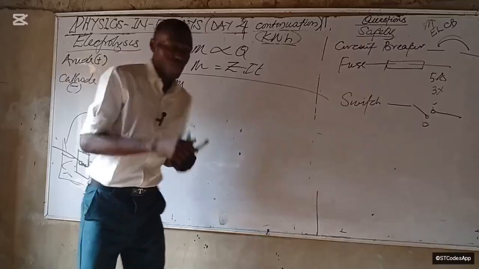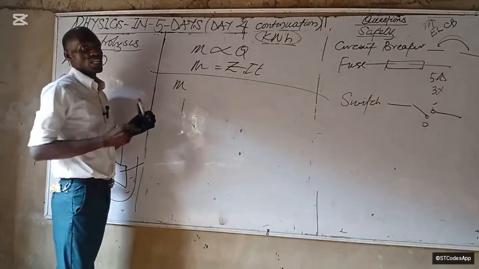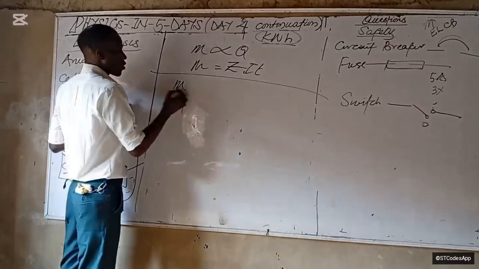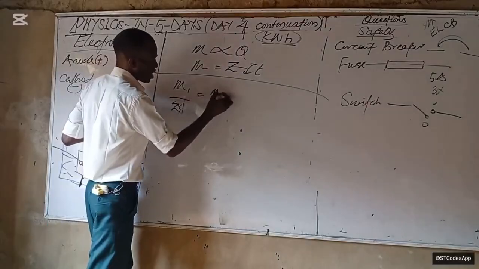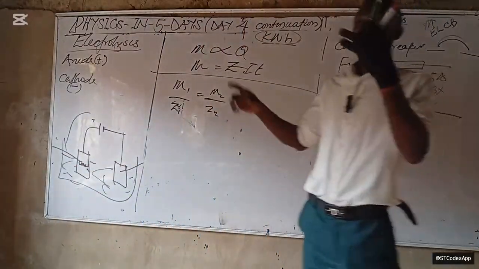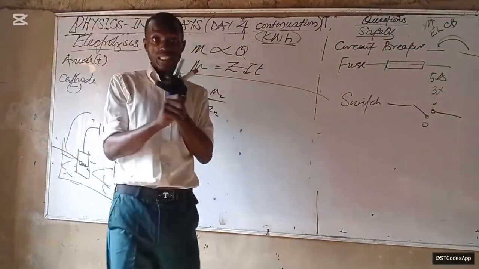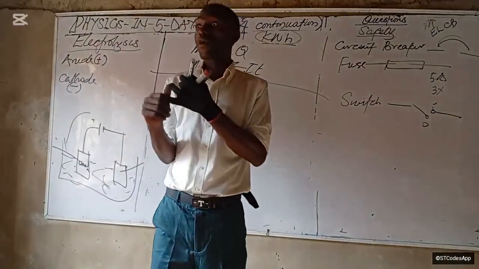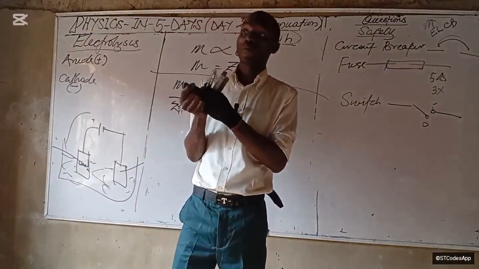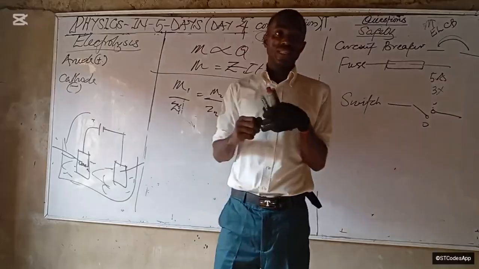To restate Faraday's first law of electricity, it says that the mass of an element discharged during an electrolytic reaction is directly proportional to the quantity of electricity passing through it, provided that the electrochemical equivalent is kept constant. Then Faraday's second law says that if the same quantity of electricity is passed through different electrolytes, the masses of the elements discharged are directly proportional to the chemical equivalence of the metals.